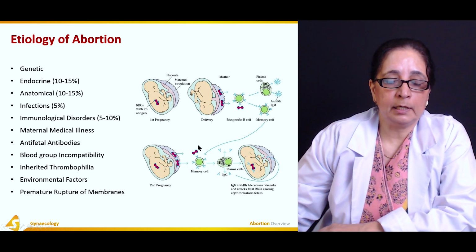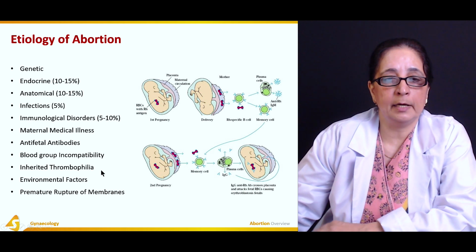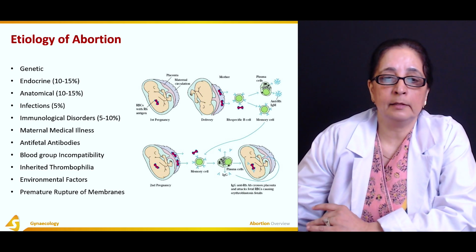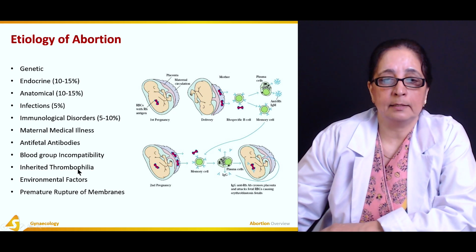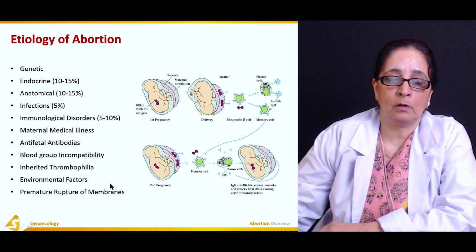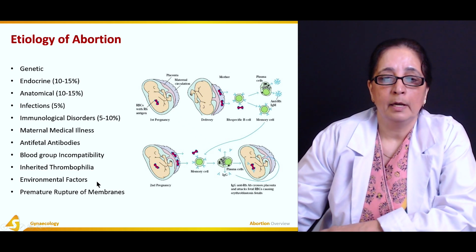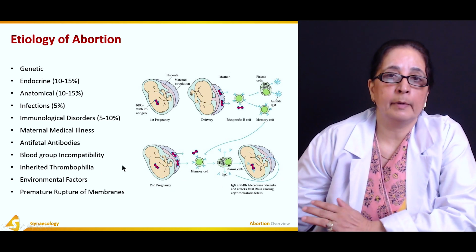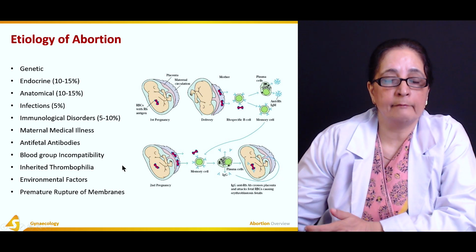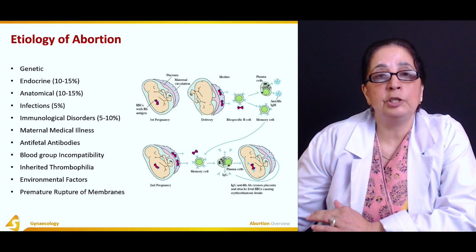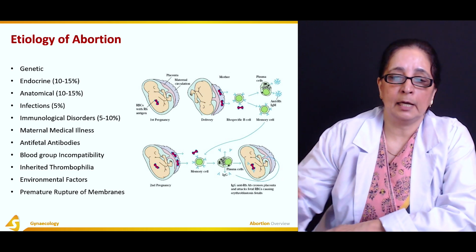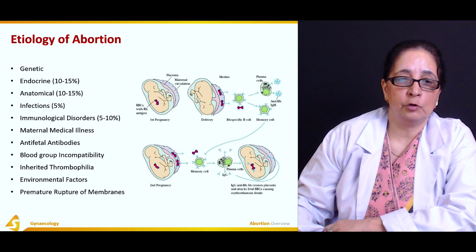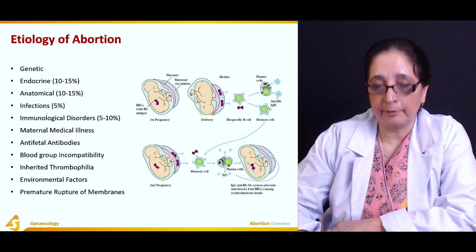Then another condition that can cause abortion is inherited thrombophilia, which causes bleeding disorders. Environmental factors are also responsible for some abortions, and then premature rupture of membranes due to heavy lifting and due to some injuries that can happen, and that can also begin premature labor and premature delivery and abortions.